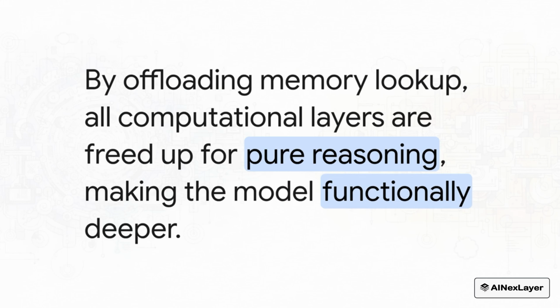So what's going on? The researchers call it becoming functionally deeper. Think about it. In a regular model, those first few layers are completely bogged down just trying to piece together basic facts. They're wasted. But with Engram, that memory lookup is instant. It's done. That means every single layer of the neural network from top to bottom can be dedicated to its real job, actual, deep, complex thinking.